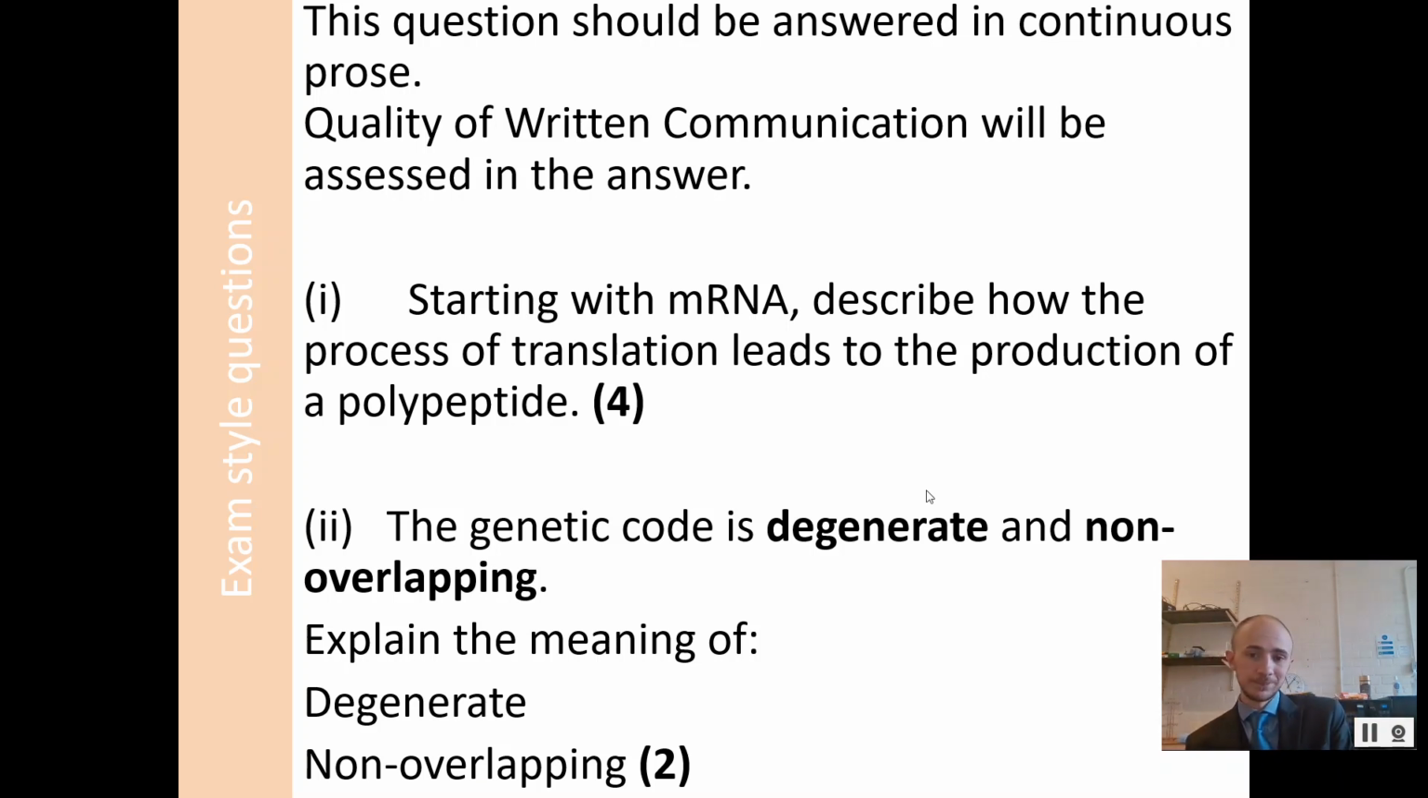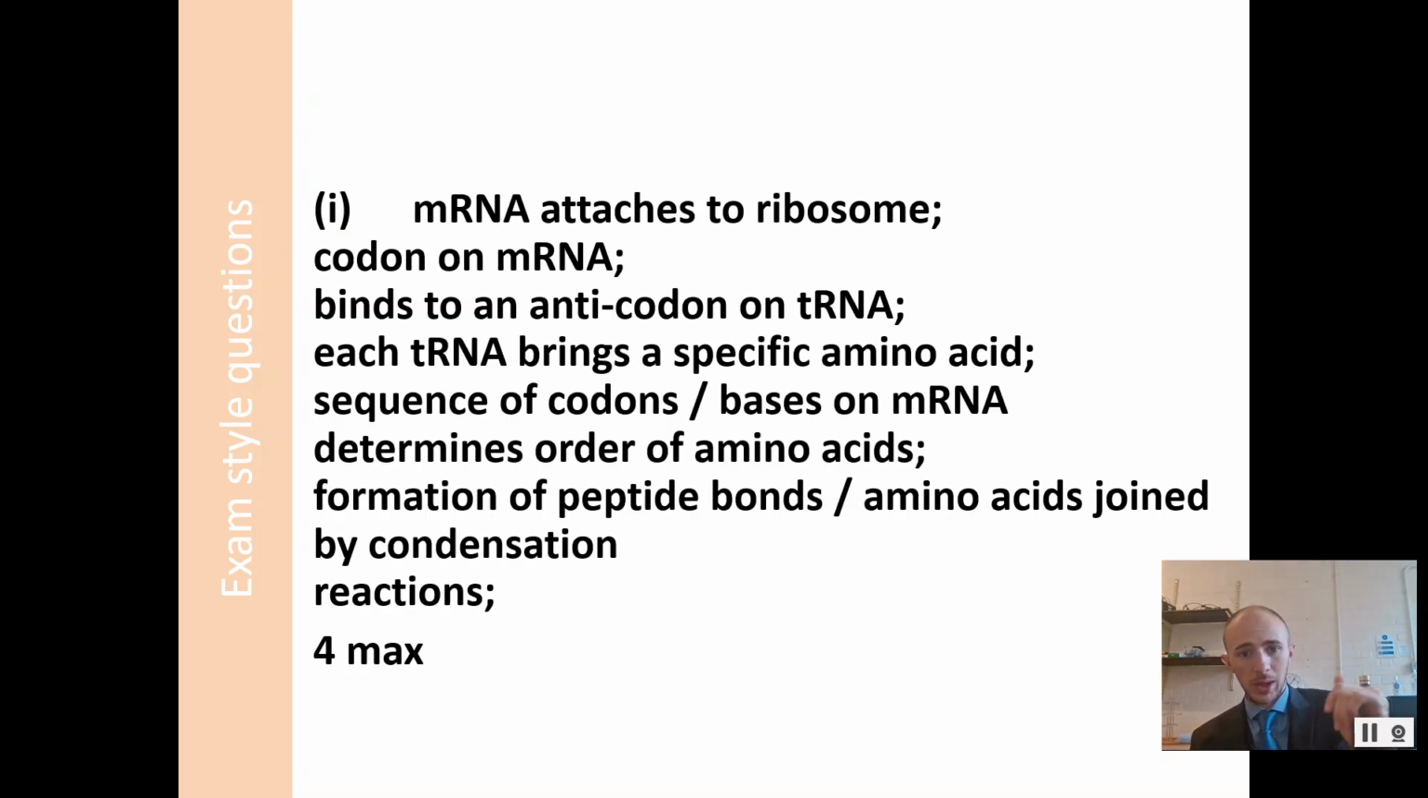Right, now, starting with mRNA, describe the process of translation leading to a production of a polypeptide. So, mRNA attaches to ribosome, 1 mark. Codon on mRNA, 2nd mark. Binds to an anticodon on tRNA, 3rd mark. Each tRNA brings a specific amino acid.